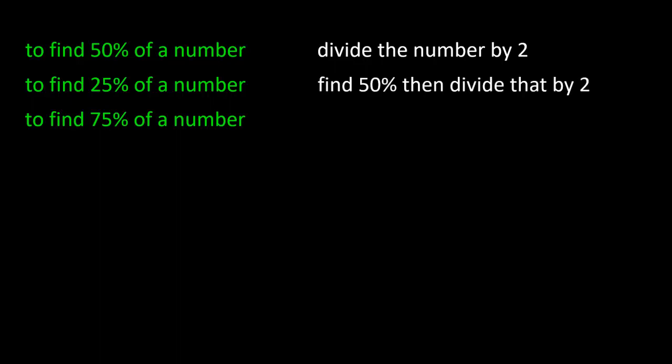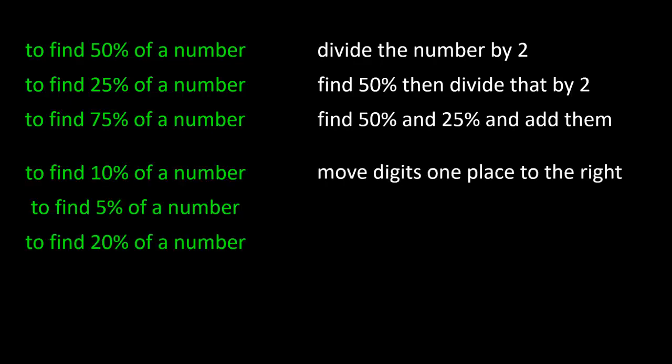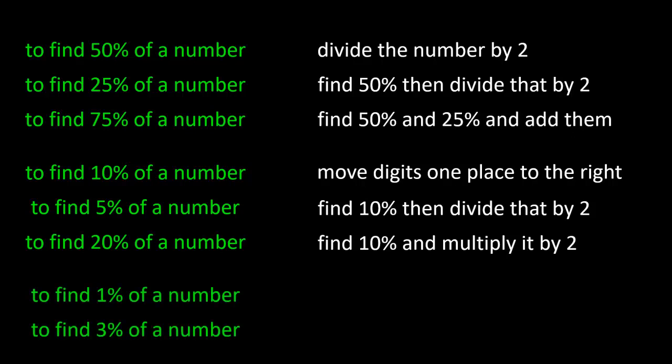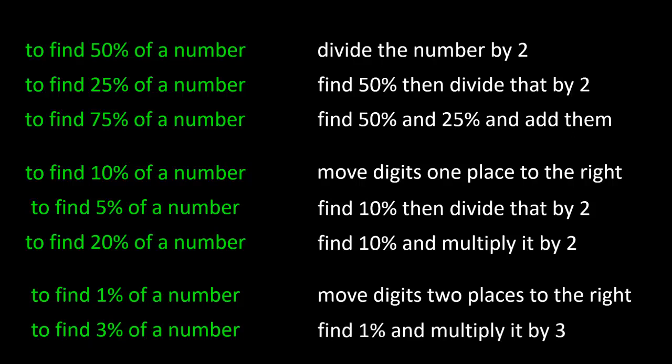So we can find out, without a calculator, loads of percentages now. So to find 50%, we divide by 2. To find 25%, we find 50% and then divide that by 2. To find 75%, we find 50 and 25 and add them. To find 10%, move digits 1 place to the right. So to find 5%, we find 10% and halve it, divide by 2. To find 20%, find 10% and double it, or multiply by 2. And then finally, to find 1%, move the digits 2 places to the right. 3%, we find 1% and multiply by 3.